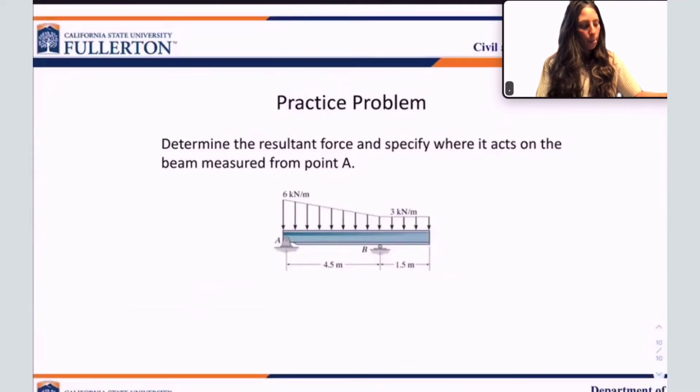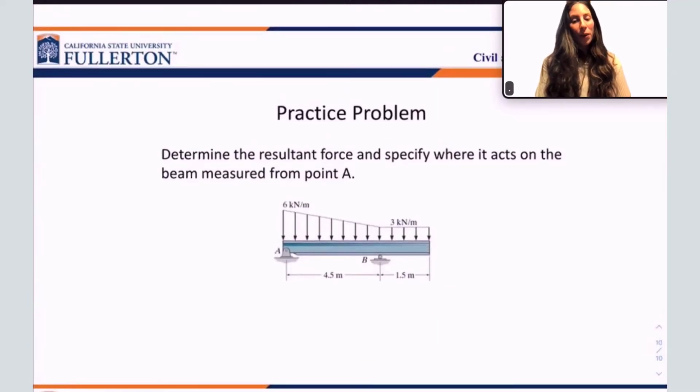We don't deal with too complex of loads very often in civil engineering applications, so it's good to remember these common types. Now that you've had a little bit of a refresher on distributed loads, try this practice problem on your own and see if you can solve for the resultant force and figure out where it acts.